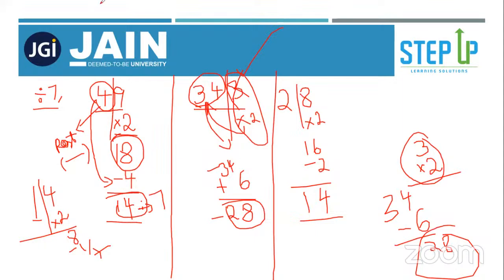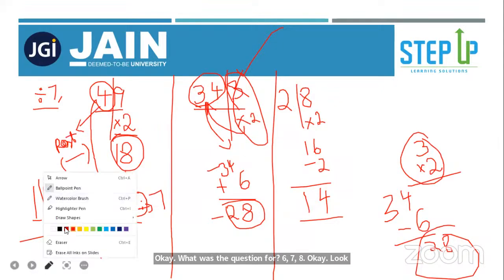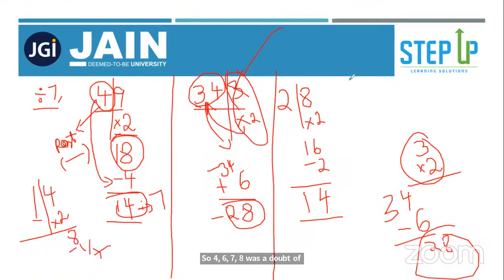Okay, what was the question? 4678. Okay, look here. I'm taking a different color. So 4678 was a doubt of Mat. 8 is multiplied with 2. I'm taking the 8, multiplying it into 2. That's 16. The answer 16 is subtracted over here.